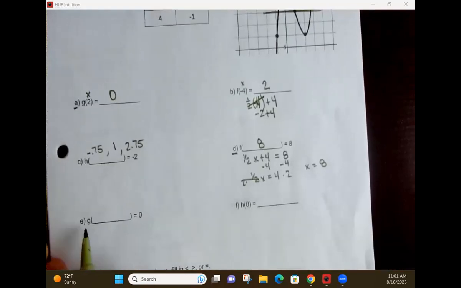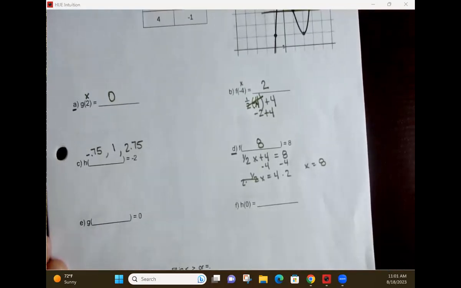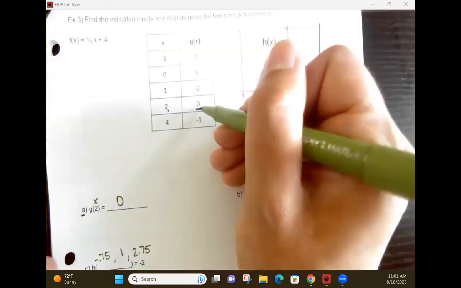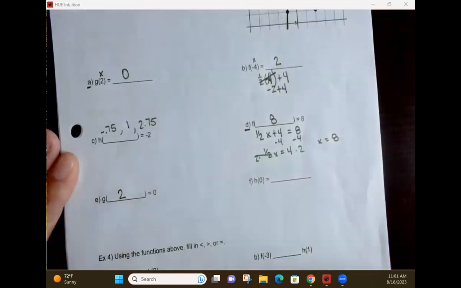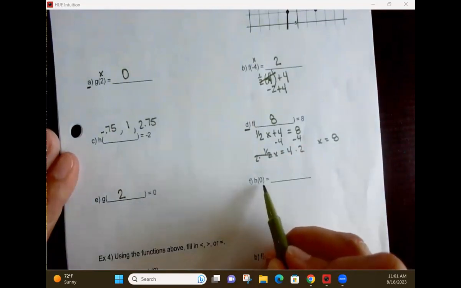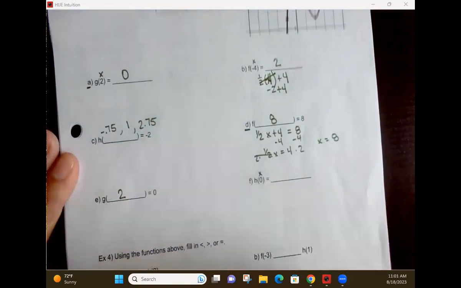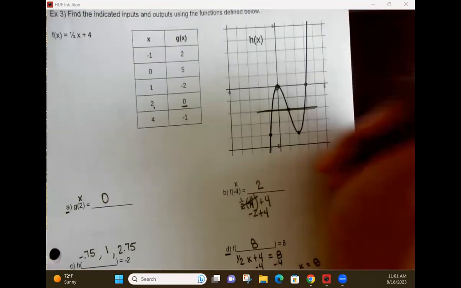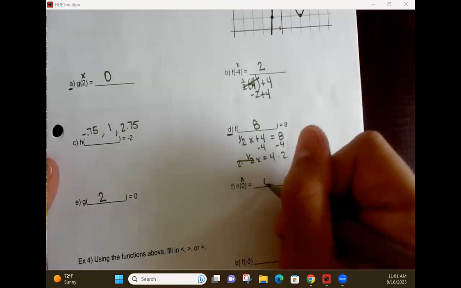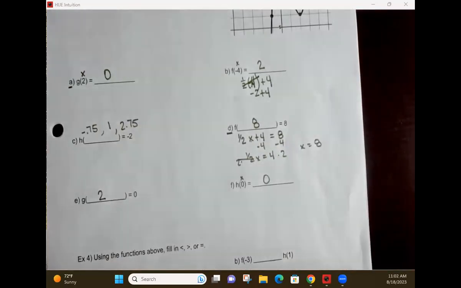For E, g of what equals 0? So g of x is our table, and we know the output is 0. The input would be 2. And then F, h of 0 equals, so h is our graph. My x value, my input is 0. The input is 0. My output is 0. Not too bad?